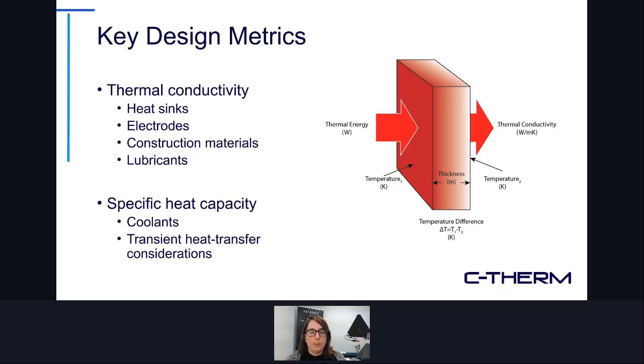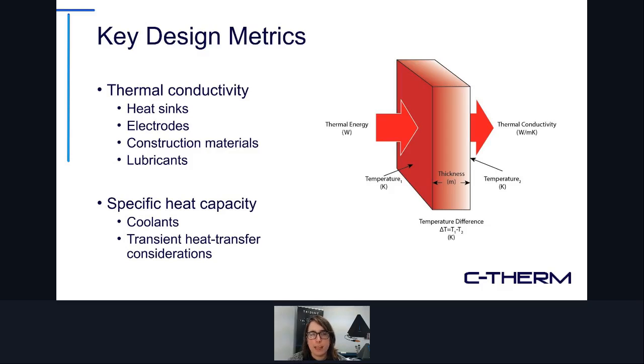When you're looking at thermal management in the context of electric vehicles, there's a couple of key design metrics that you need to keep in mind. The first one is thermal conductivity. Thermal conductivity is the most important thermal property for the application of thermal management to heat sinks, electrode materials, construction materials, as well as the lubricants, because most of the lubricants tend to be quite viscous. So the heat is transferred more by conduction than it is by convection in most cases.